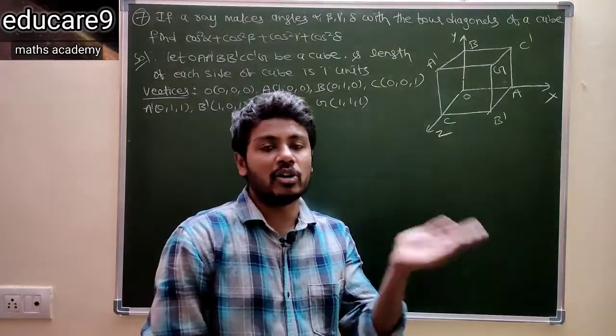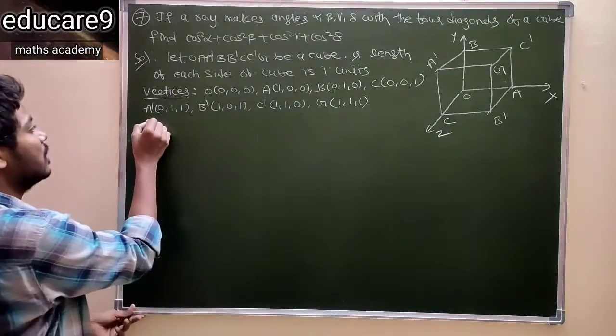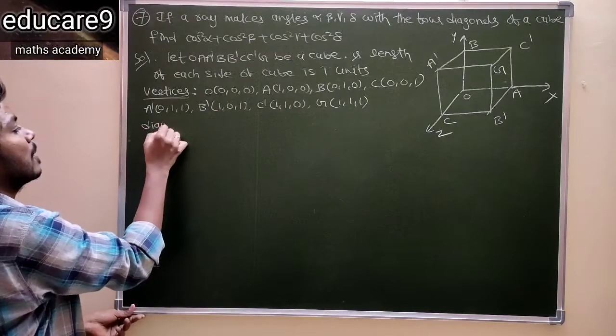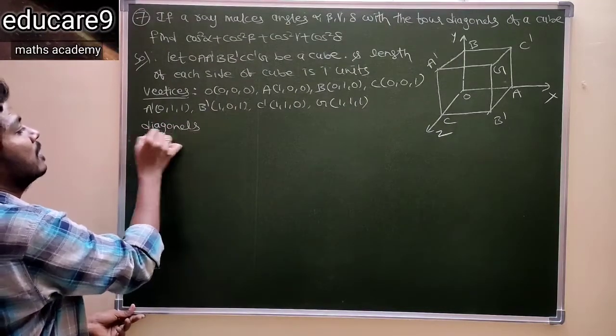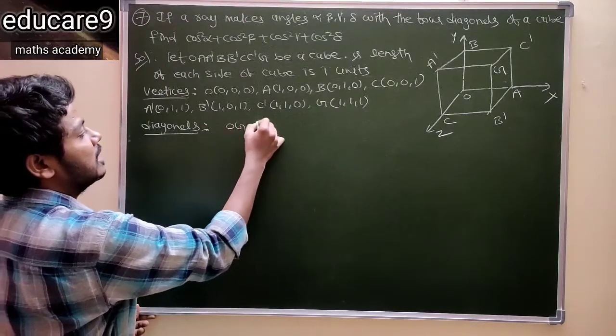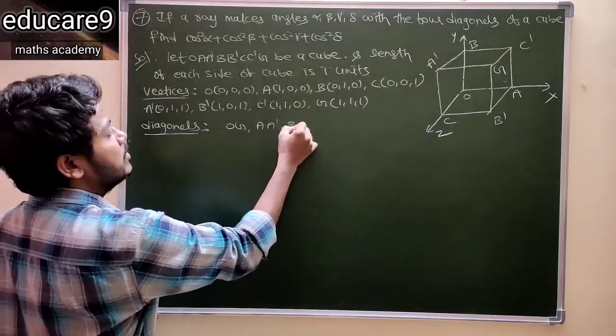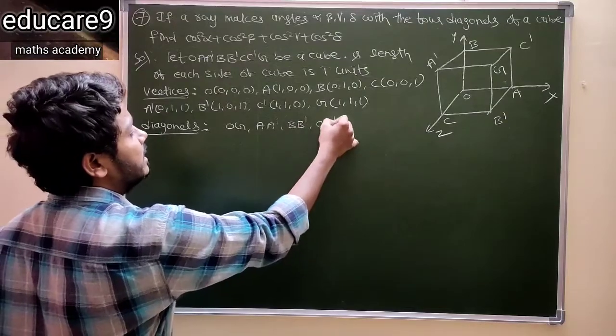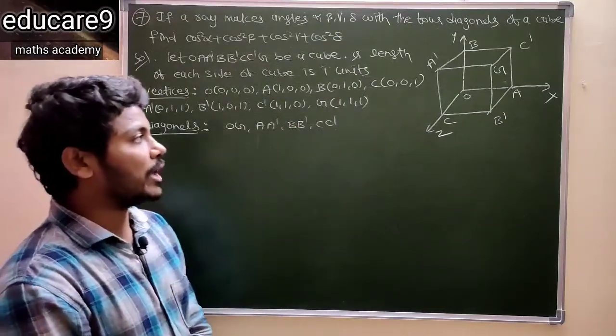And find the diagonals of a cube. See here, diagonals. What are the diagonals? OG, A dash, B dash, C dash. So these are the 4 diagonals of a cube.